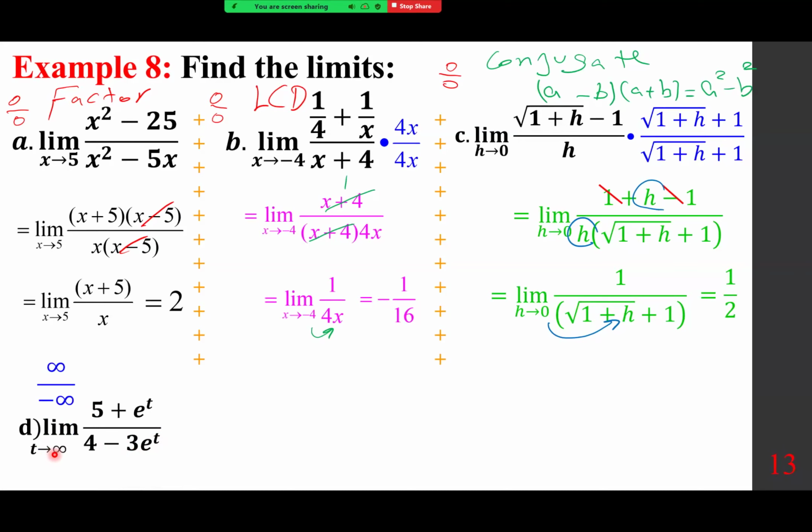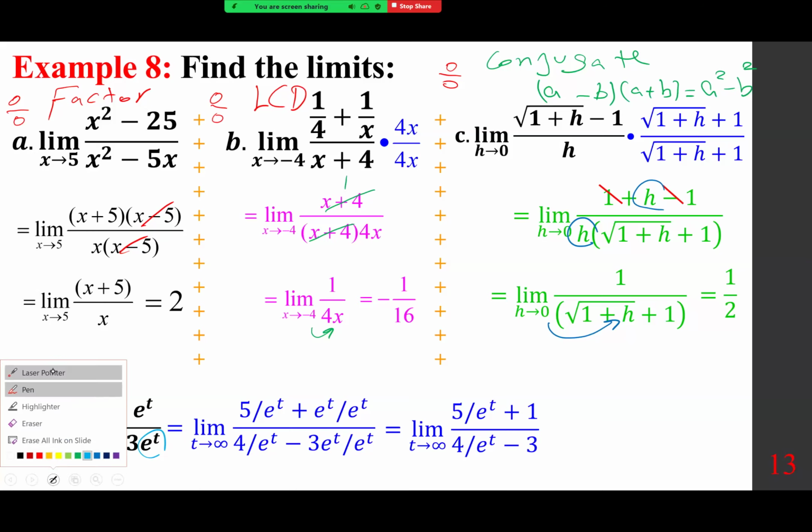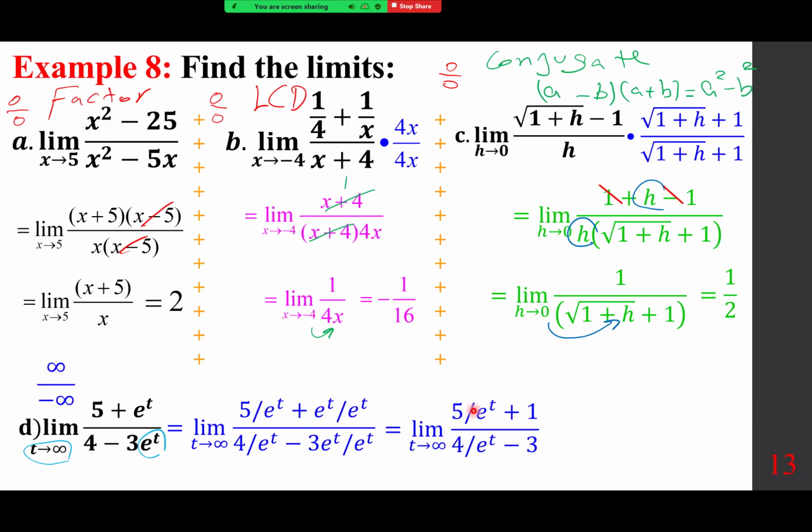You divide by the highest value in the denominator, which is e to the power of t. Divide everything by that and write the simplified version. As you can tell, since t goes to infinity, e to the power of t goes to infinity, and so this goes to 0, this goes to 0, you get positive 1 over -3, or negative 1/3, as the final answer.